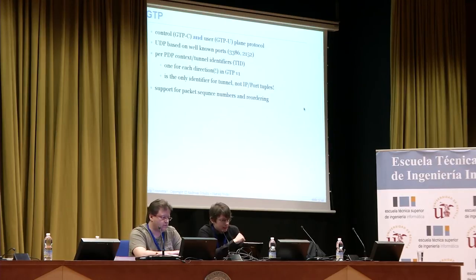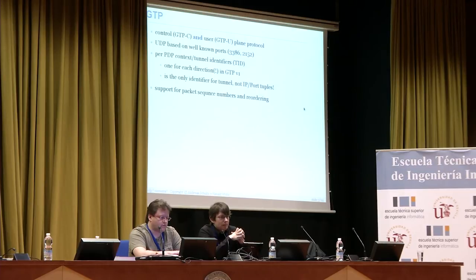What's interesting is that there are specific new identifiers to distinguish the individual tunnels from each other. They're called TIDs, tunnel identifiers. Depending on the version of the protocol, they can be 32 or 64 bits. There's one for each direction, or one for each side of the tunnel. So it's not only one tunnel identifier, but basically one tunnel identifier per direction of your connection. And it's the only identifier for your packets, not IP port tuples.